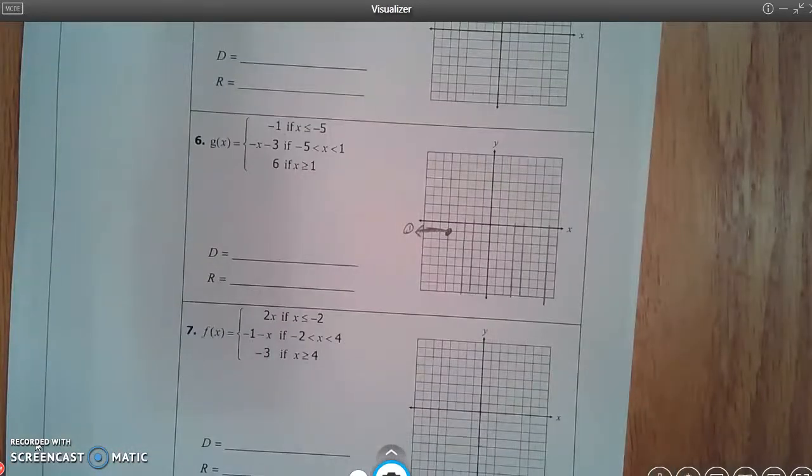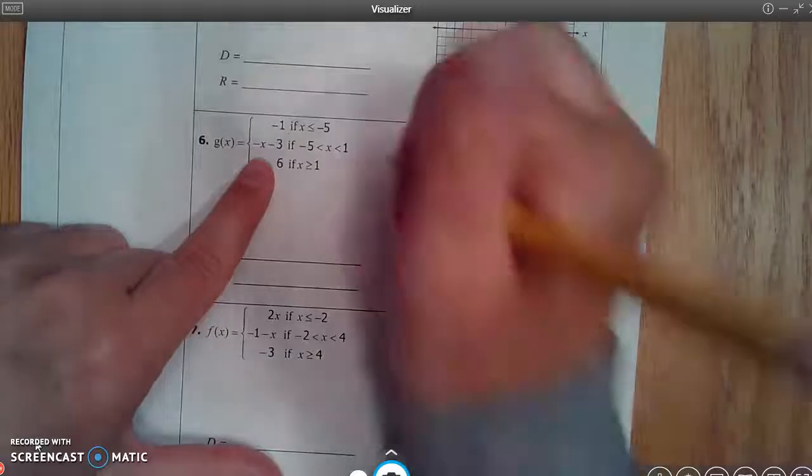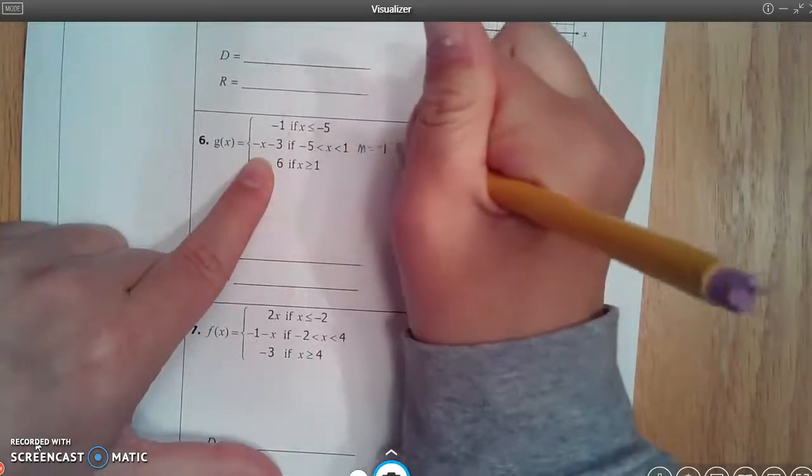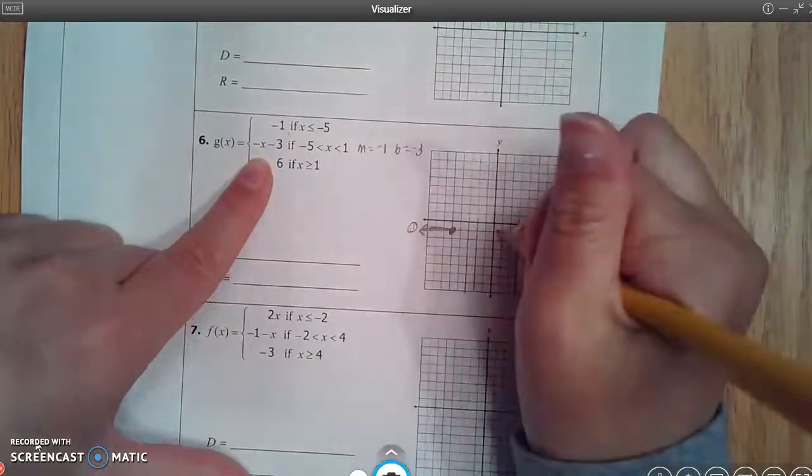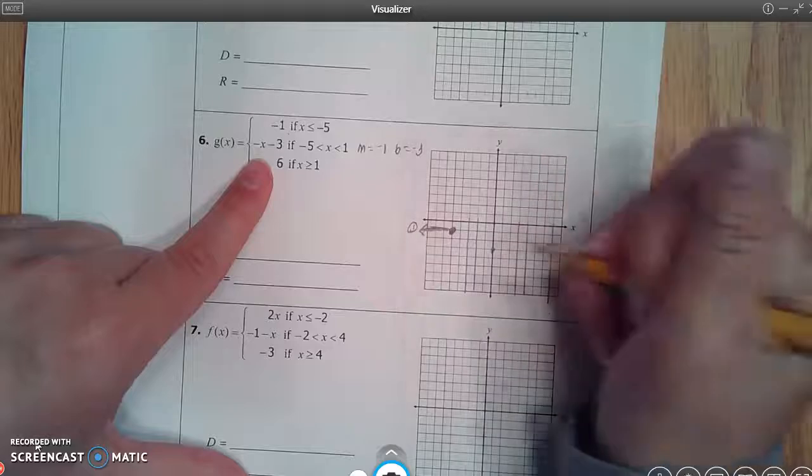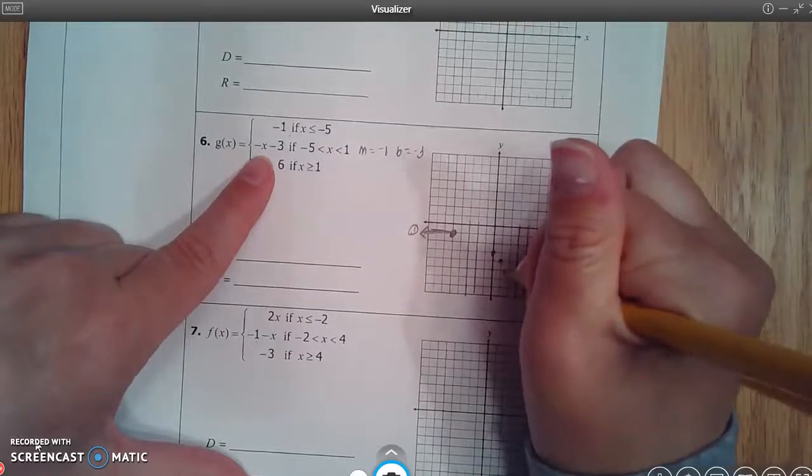Okay, second one says I want the line with slope of -1 and my b is at -3. So let's go to -3: 1, 2, 3. And then I want to go down 1 over 1.